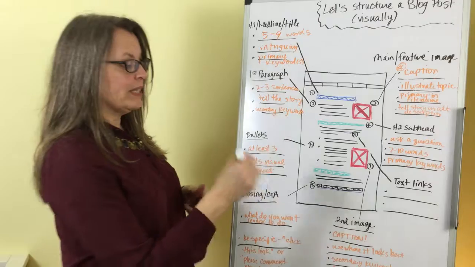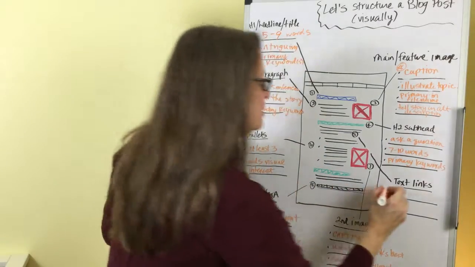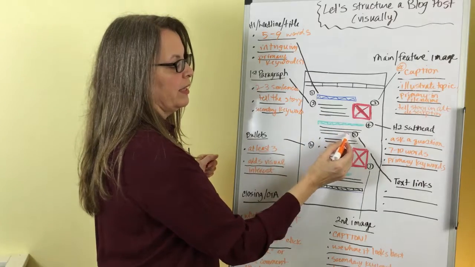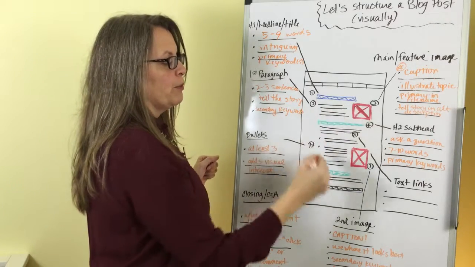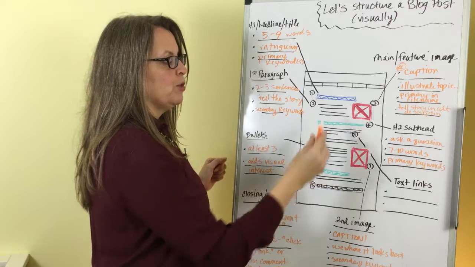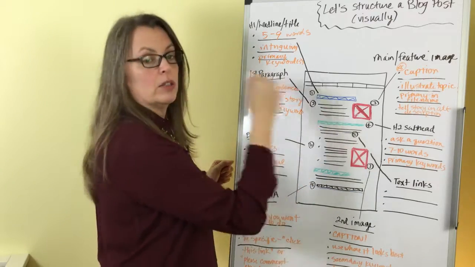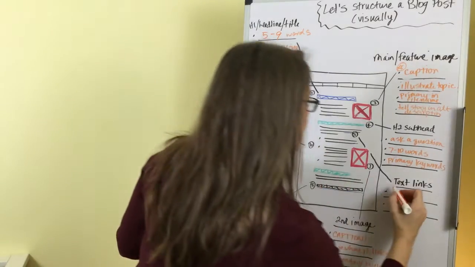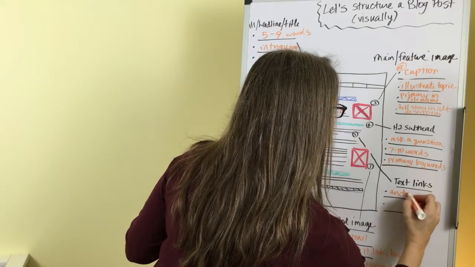The fifth item I have, and I didn't fill it in, is text links. So this is where you are going to link. I've got a little blue underline here and here, where people are reading through your article, and perhaps you reference another article on your own blog if you're writing for yourself, which would be an anchor link.